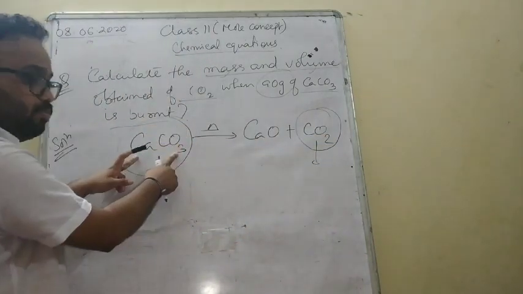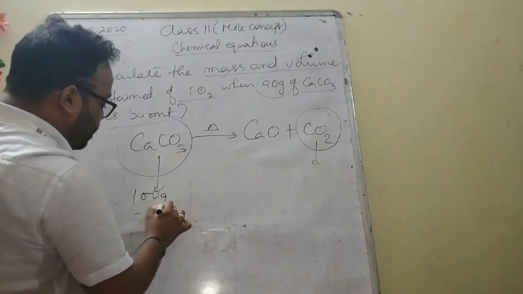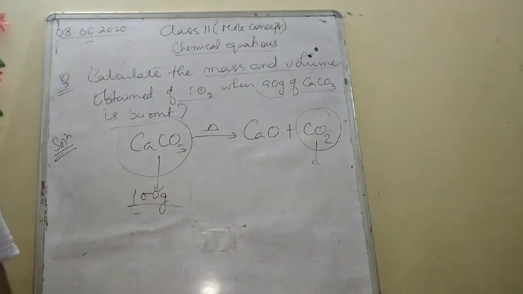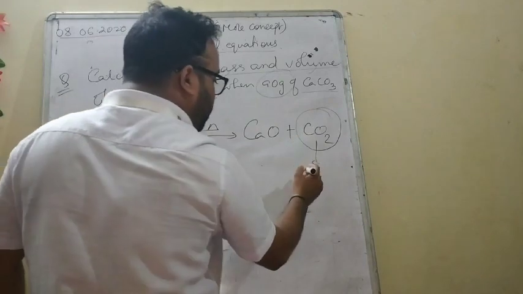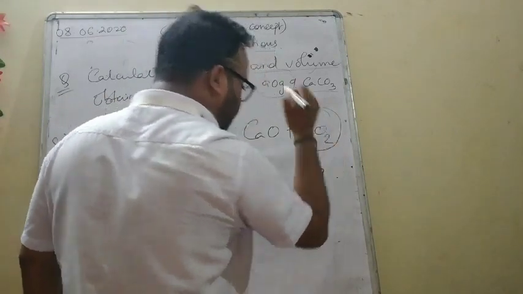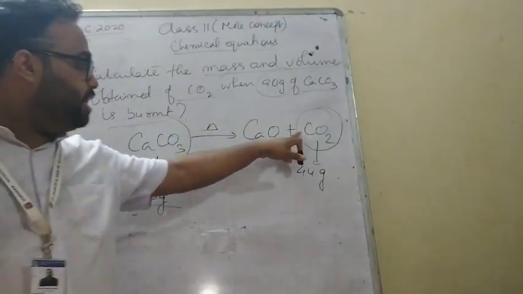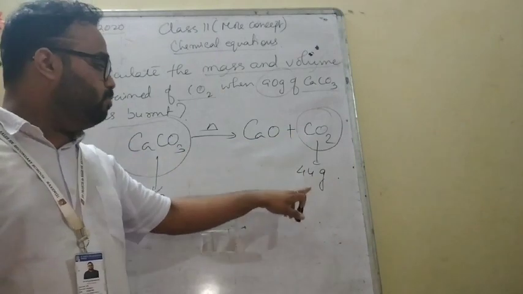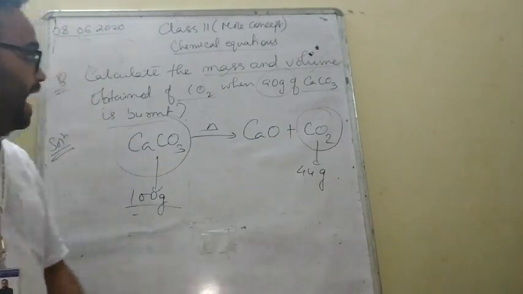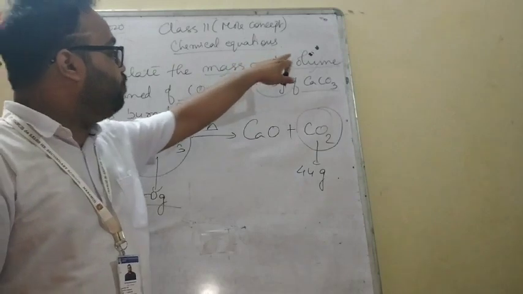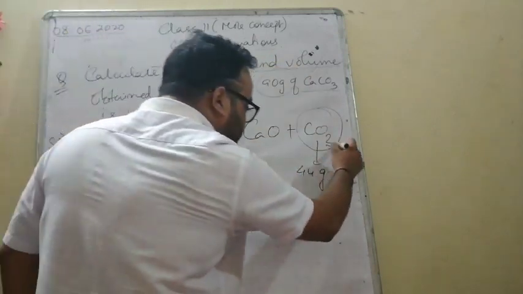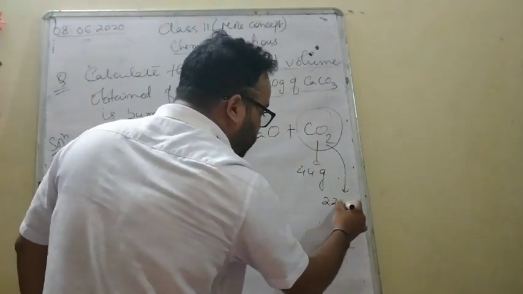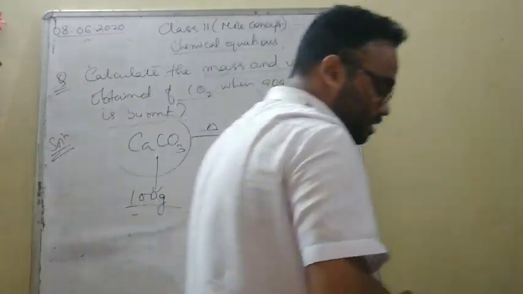If I calculate its molar mass, it will come out to be 100 gram. And if I calculate the molar mass of carbon dioxide, it will come out to be 44 gram. 1 mole is there, right? 1 mole means 44 gram. And they have told to calculate the volume also, so we will write the original volume too. 1 mole means 22.4 liter.